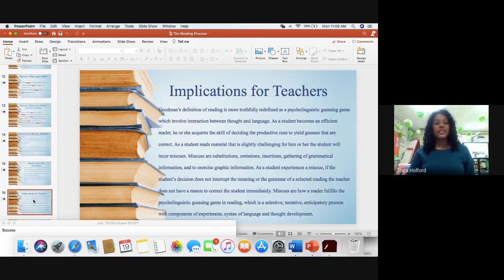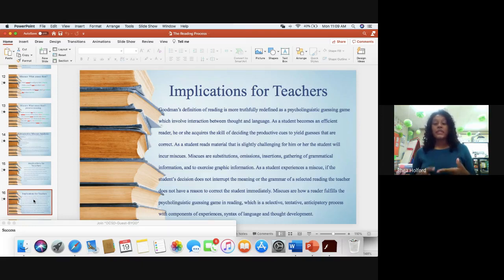Implications for teachers. Goodman's definition of reading is more truthfully redefined as a psycholinguistic guessing game, which involves interaction between thought and language. As a student becomes an efficient reader, he or she acquires the skill of deciding the productive cues to yield guesses that are correct. As a student reads material that is slightly challenging for him or her, the student will incur miscues. Miscues are substitutions, like we said, omissions, insertions, gathering of grammatical information, and exercising graphic information.